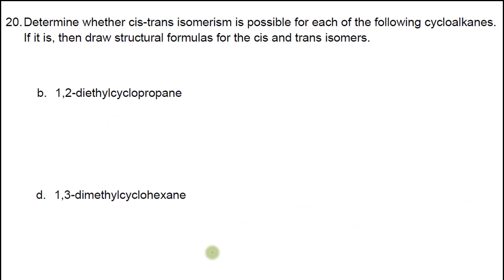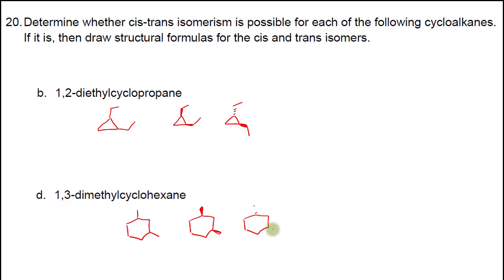All right, so determine if cis or trans is possible for each of these. If so, then draw them. Cyclopropane is 3 carbons, 1 ethyl, 2 ethyl. This one does have cis-trans possible, so you can have it where the ethyls are on the same side going up. Or that. Oops, that's the same as the other one. So both up or one up, one down. Dimethyl cyclohexane, that's 1, 3. So these can both be up. Or one up, one down.